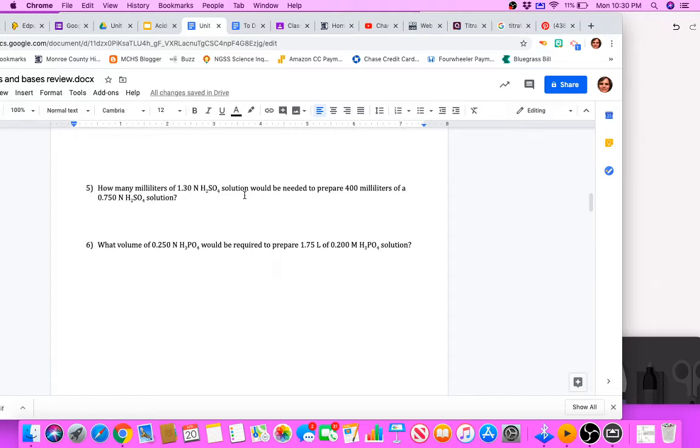Let's look at number 5 here. How many milliliters of 1.30 normal H2SO4 solution would be needed to prepare 400 milliliters of a 0.750 normal H2SO4 solution? We're going to use a more concentrated solution, the 1.30 normal, to make a more dilute solution, the 0.750 normal. So again, how many milliliters? That's our X.